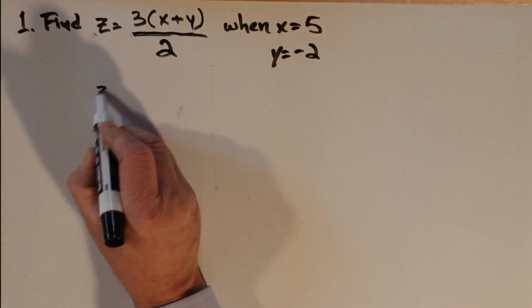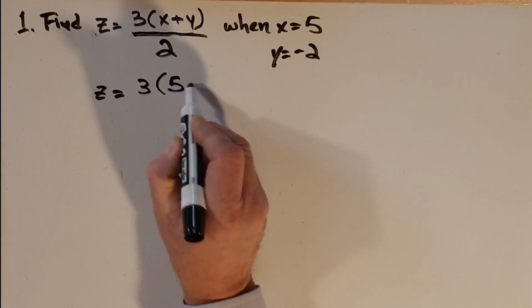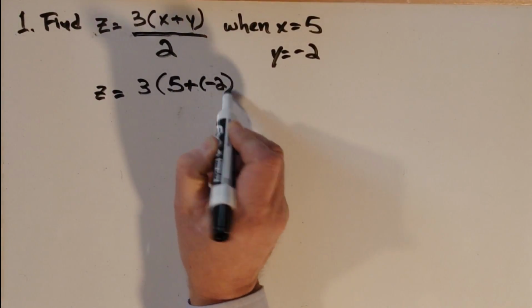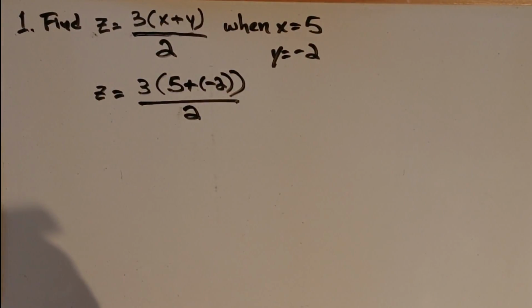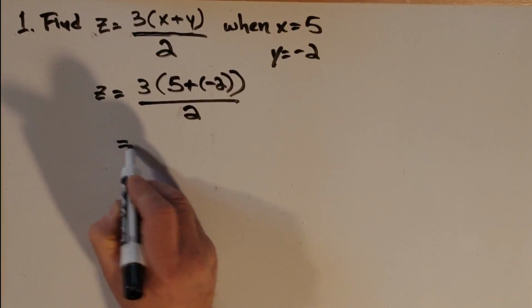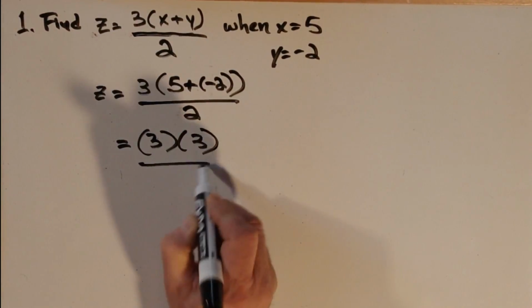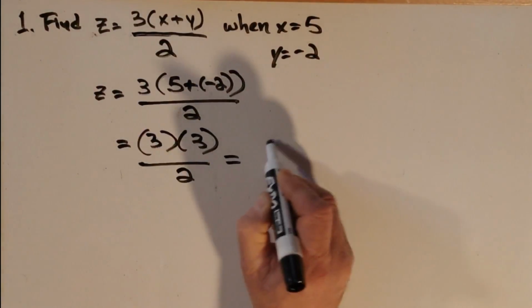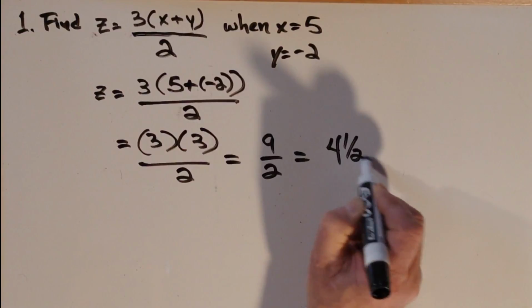Substituting the values in, we get z is equal to 3 times the quantity 5 plus a negative 2 all divided by 2. 5 plus minus 2, or negative 2, is the same as 5 minus 2. That is 3. So our value then becomes 3 times 3 all divided by 2. That, of course, is equal to 9 divided by 2, or 4 and 1 half.